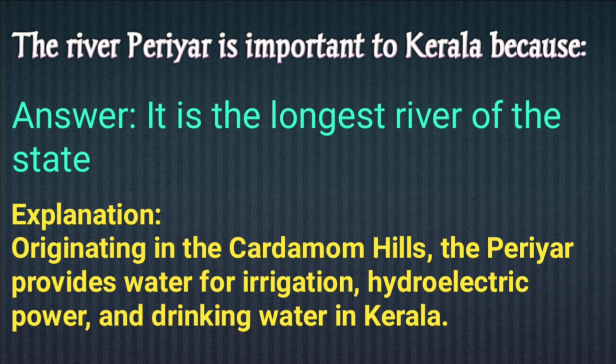The river Periyar is important to Kerala because it is the longest river of the state. Explanation: Originating in the Cardamom Hills, the Periyar provides water for irrigation, hydroelectric power, and drinking water in Kerala.